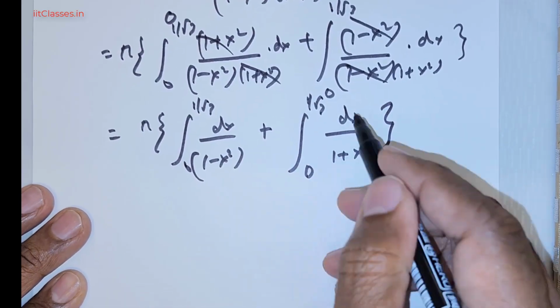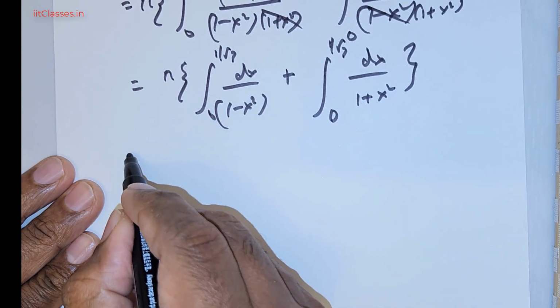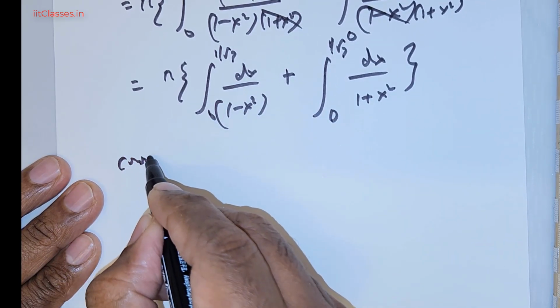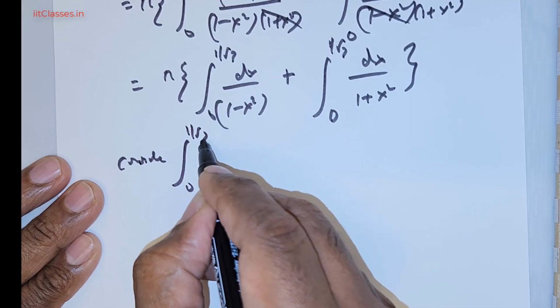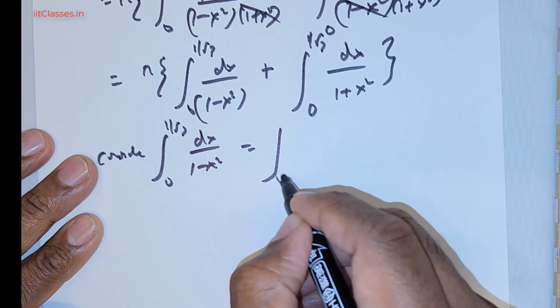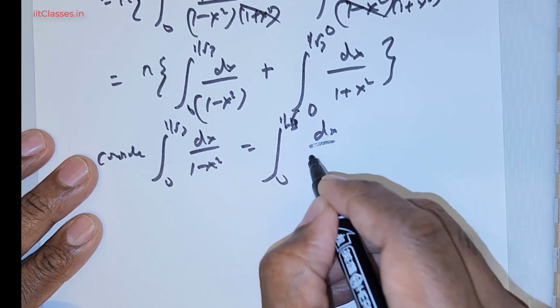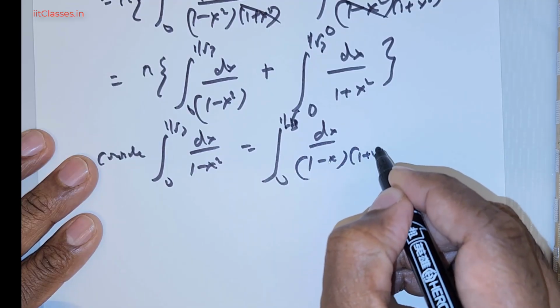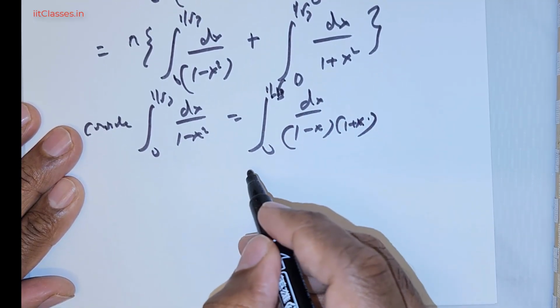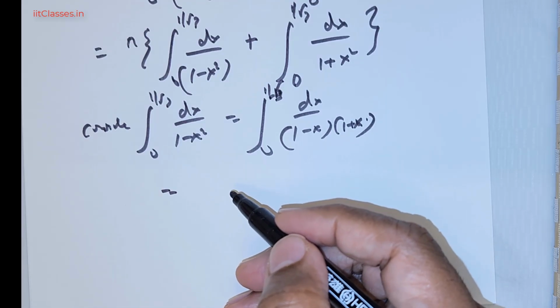So we can just, this is easily integrable, right? But this one we will have to consider. So I'm going to consider the integral from 0 to 1 over root 3 of dx divided by 1 minus x squared. So this is equal to the integral from 0 to 1 over root 3 of dx divided by (1 minus x) times (1 plus x). Now this is easy, we can split it using partial fractions.